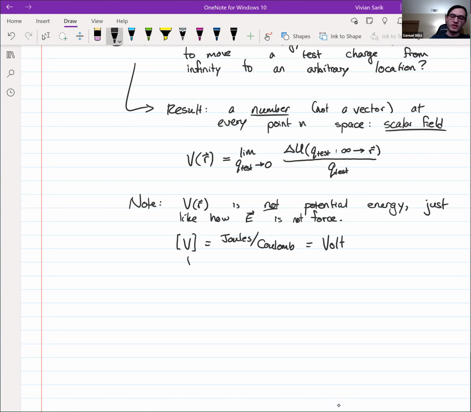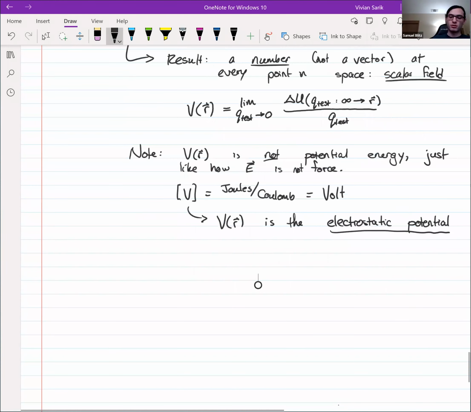And the name that we give this thing is the electrostatic potential, not the electrostatic potential energy, it's just the electrostatic potential. It's very closely related to the electrostatic potential energy, but they're not the same thing. So just like the electric field had, the electrostatic potential has a superposition property.